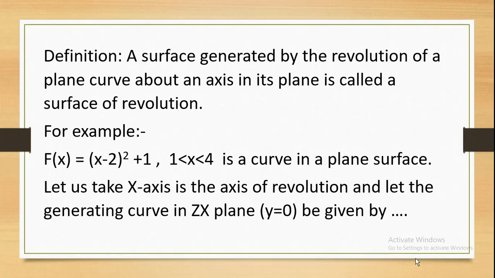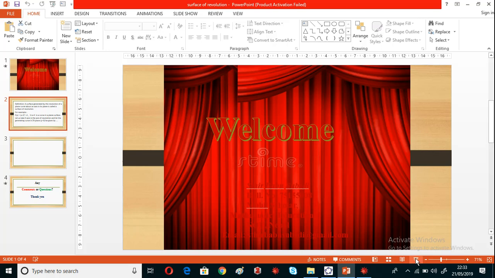A surface generated by the revolution of a plane curve about an axis in its plane is called a surface of revolution. For example, y equals (x minus 2) whole square plus 1, with 1 less than x less than 4, is a curve in a plane. Let us take the x-axis as the axis of revolution, and let the generating curve in the xz-plane, y equal to 0, be given by this. With the help of GeoGebra, I will show you the surface of revolution.